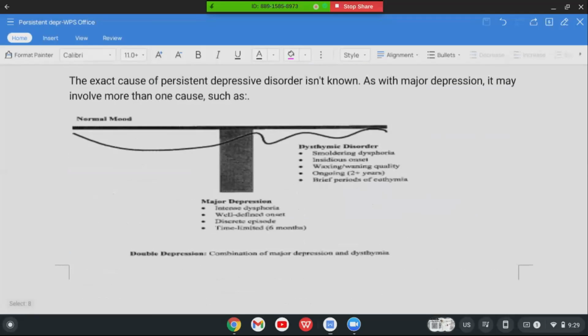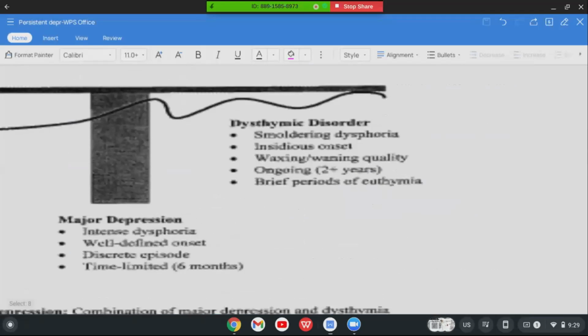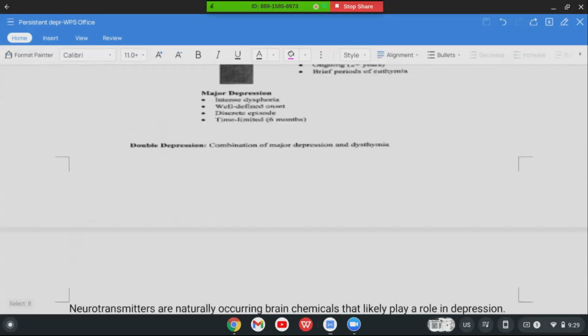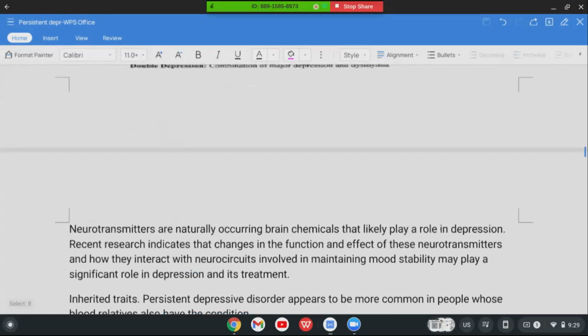Dysthymia is a very chronic form of depression. Dysthymic disorder includes smoldering dysphoria, insidious onset, a waxing and waning quality, ongoing for more than 2 years, with brief periods of euthymia. Double depression is where there is a combination of major depression with dysthymia.